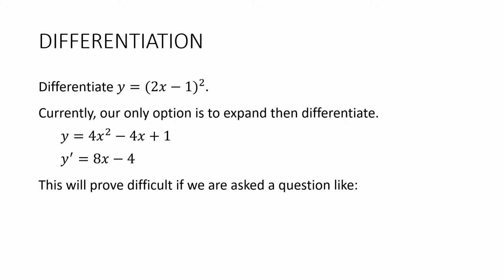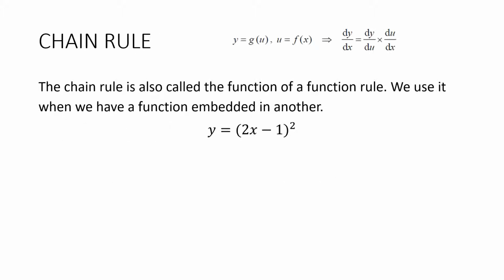But this is going to prove difficult if we're asked a question like this, for instance, where these powers start creeping up. We could do it, but the chance of error increases. So here's the first of our 3 rules that we're going to learn. It's called the chain rule. It's also known as function of a function rule. And we use this when we have a function embedded or inside another function.